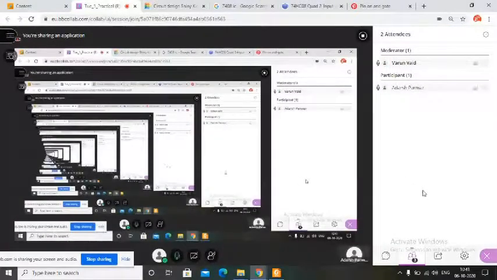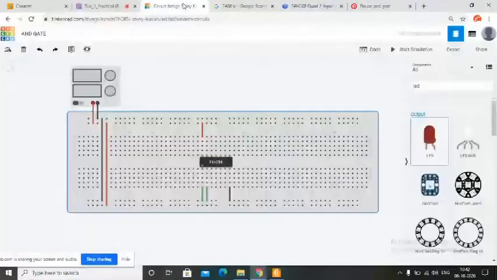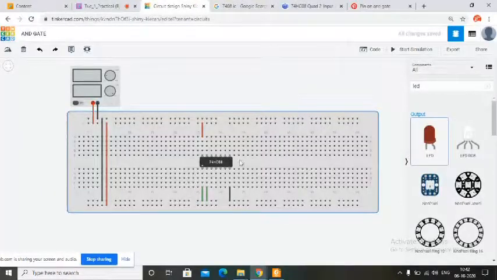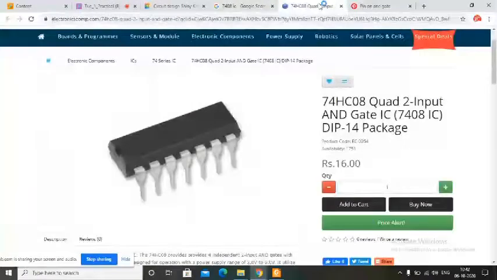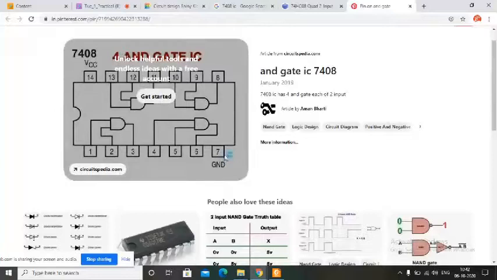Hello, sir. Yes, it's audible. So basically, I made one more connection. That is pin number 7. Pin number 7 is ground, and 14 is VCC, right?